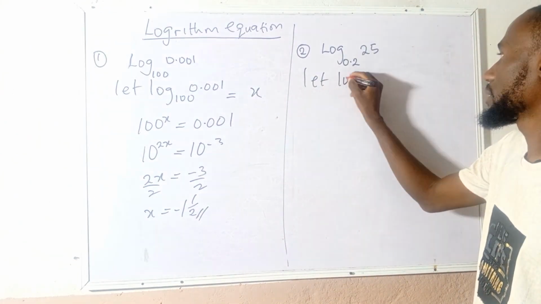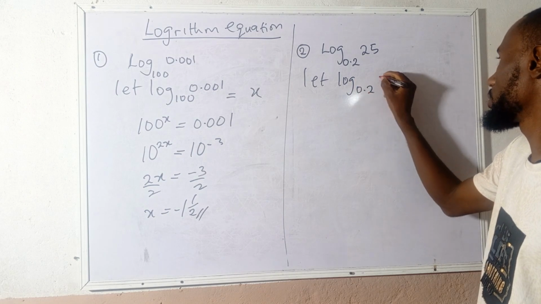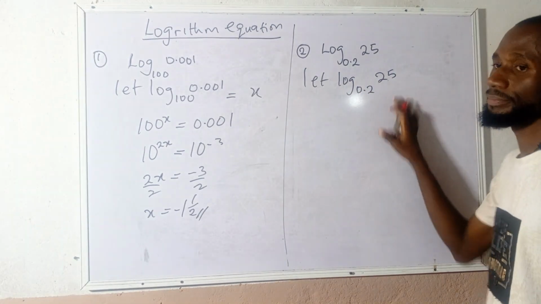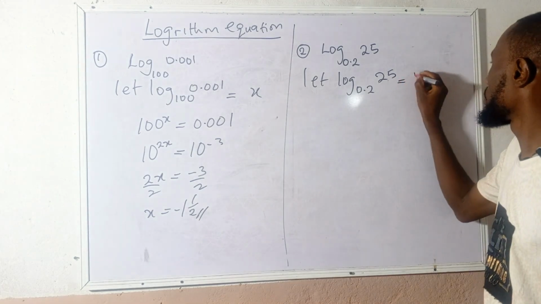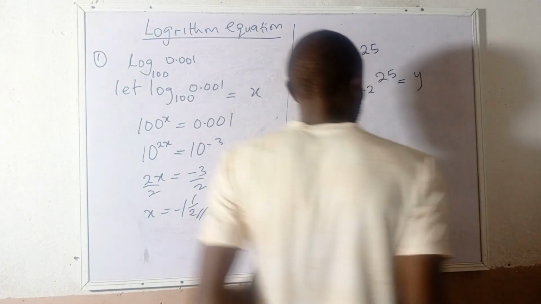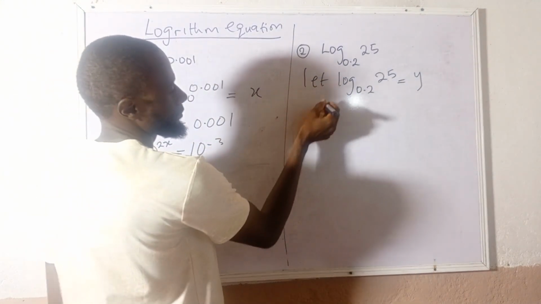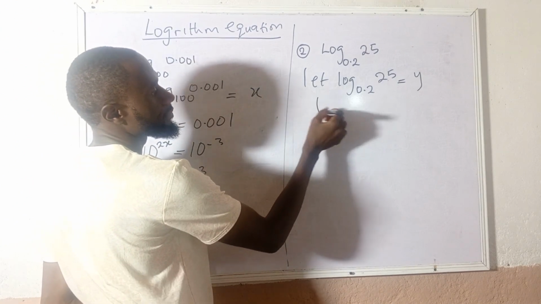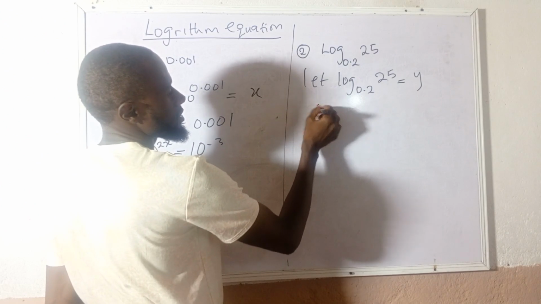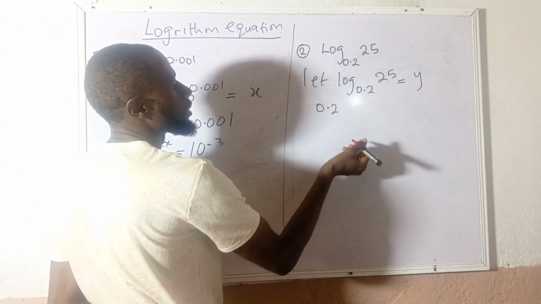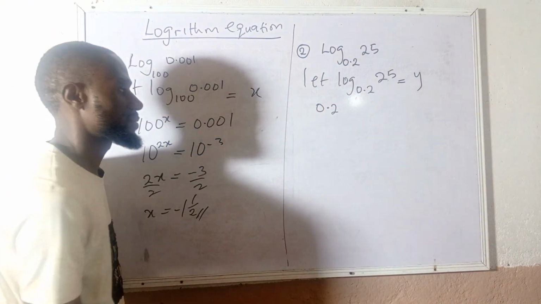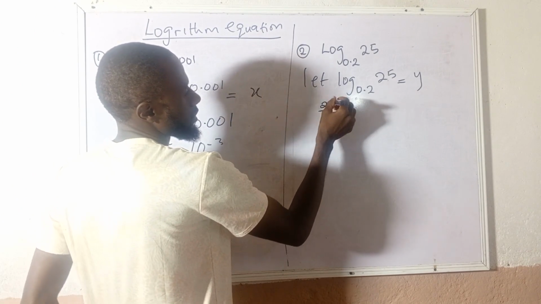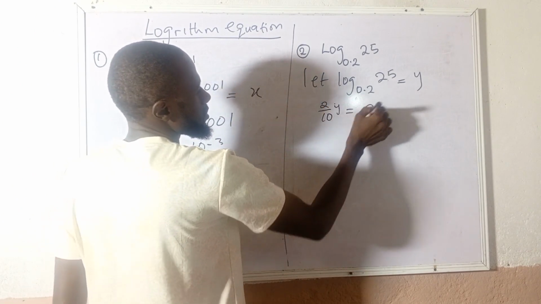We let log base 0.2 of 25 be equal to y. Then we can say 0.2 as a fraction. We can convert 0.2 as a fraction; here we have 2 over 10. So (2 over 10) raised to the power y is equal to 25.